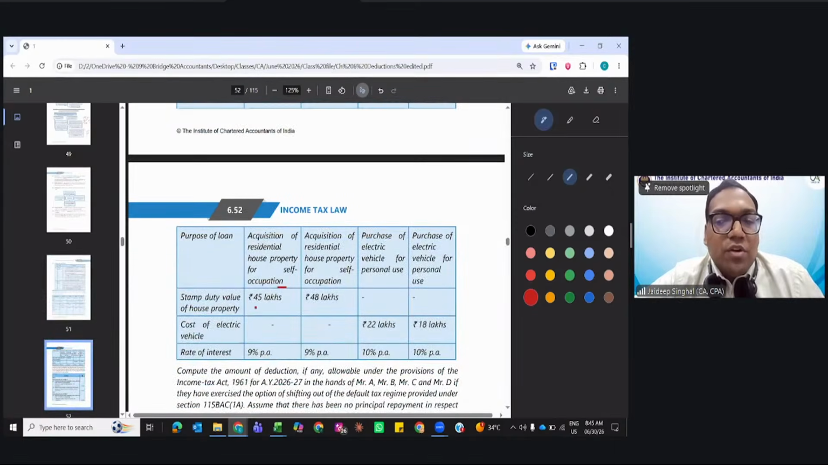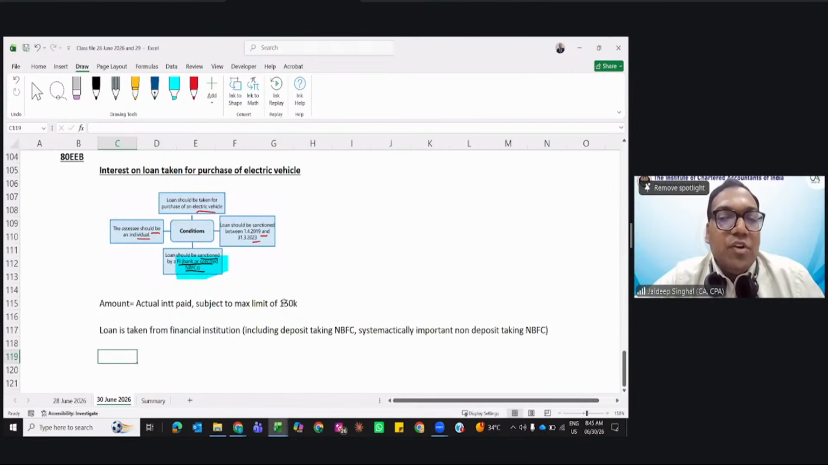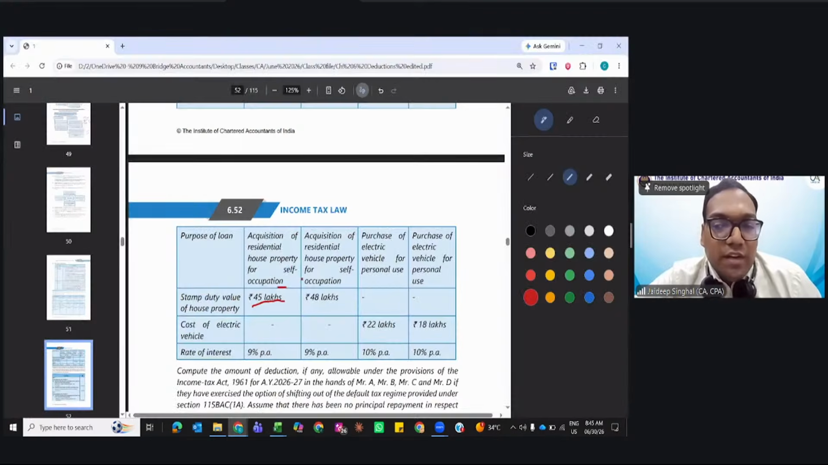Now, 43 lakhs is the loan. 45 lakh is the stamp duty value. We check the stamp duty value or the value of the house. That is less than or equal to 50 lakhs. Sorry, in 80EEA we check the stamp duty value, right? It is less than or equal to 45 lakhs. Correct? It is also satisfied.